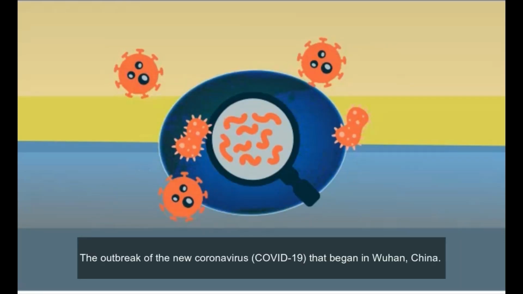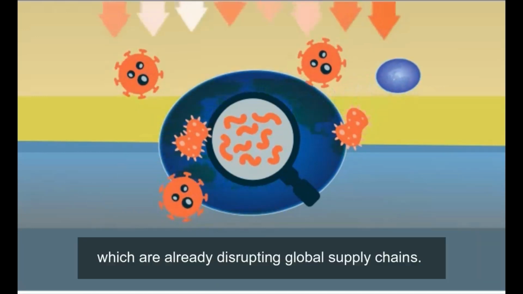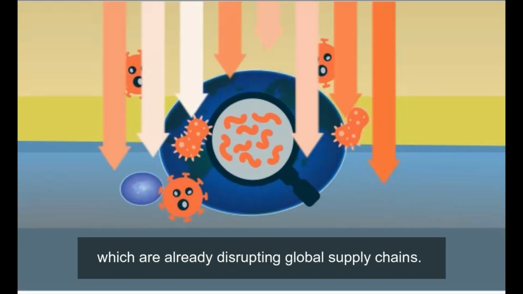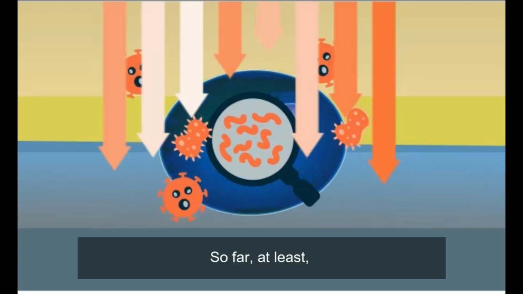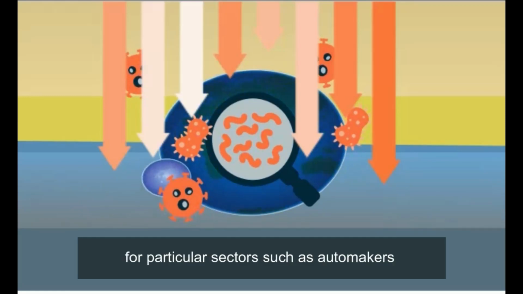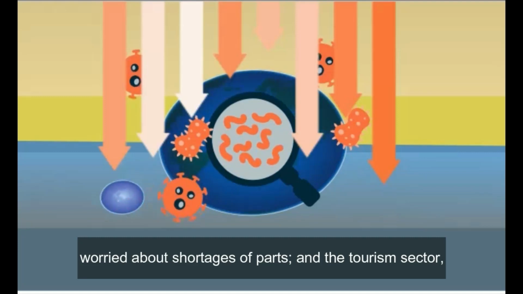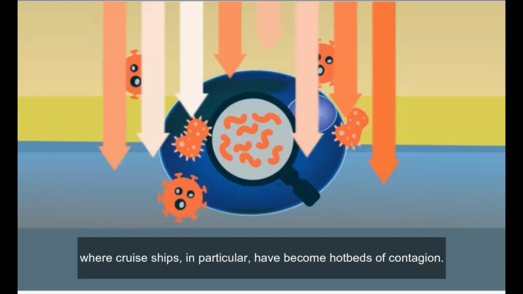The outbreak of the new coronavirus that began in Wuhan, China, affected factory closures and production suspensions, which are already disrupting global supply chains. So far at least, financial commentators have focused on cost calculations for particular sectors such as automakers worried about shortages of parts and the tourism sector where cruise ships in particular have become hotbeds of contagion.